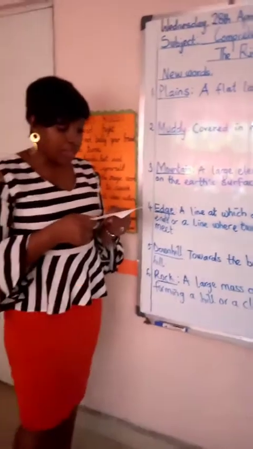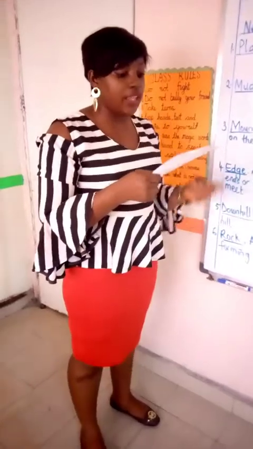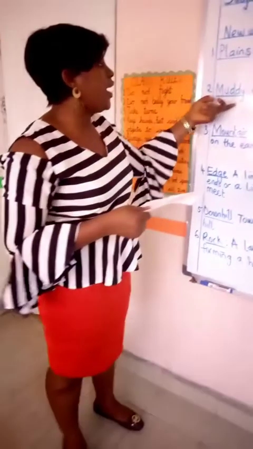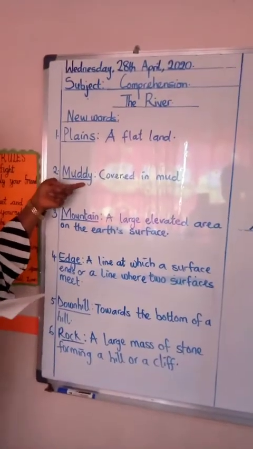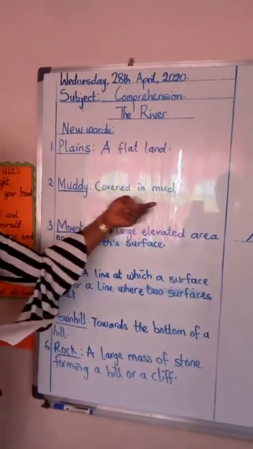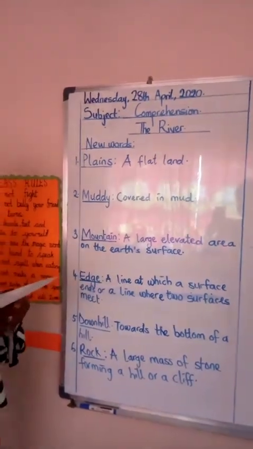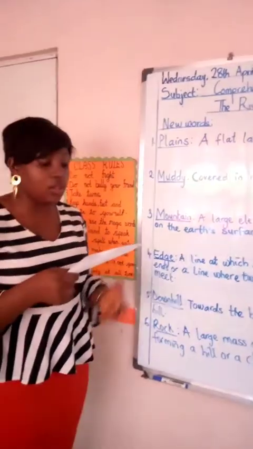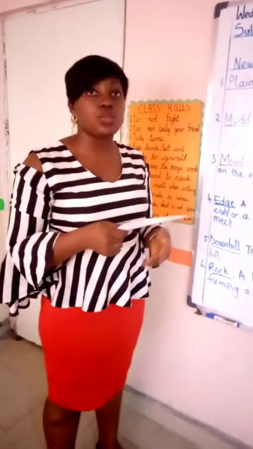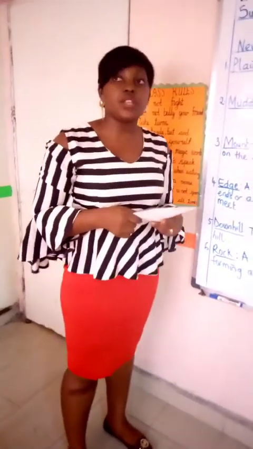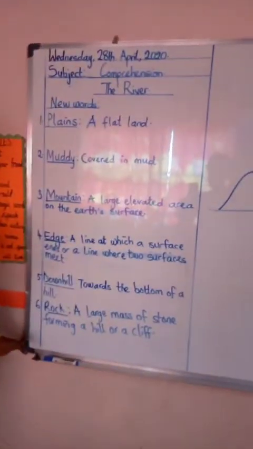Beautiful. Now plants grow in the mud while animals feed in the muddy water. The word is muddy. Can we all say it together? Muddy, okay? Muddy means covered in mud. Covered in mud. Beautiful. Now the water in the river flows into the sea. It is a long way from the mountains to the sea. Beautiful. I am sure you heard these words in my passage, okay?